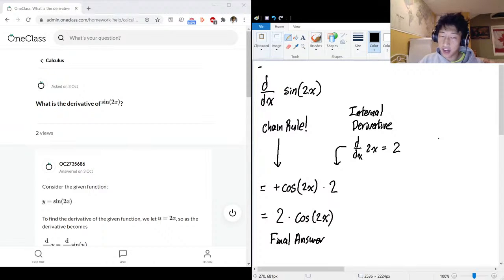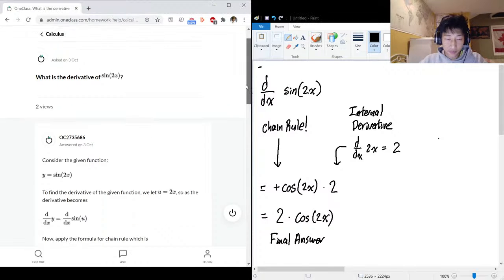The only place that I feel is a likely source of errors is perhaps forgetting to multiply by the internal derivative. So make sure that you're really sharp and comfortable with the chain rule and that you will never forget to multiply the internal derivative, because if you do, your final answer will be wrong, and that's certainly something we do not want.